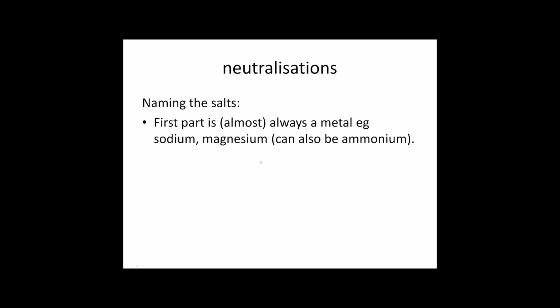So, next thing we're going to do is look at how we name the salts formed in neutralisation reactions. And this is the same for a neutralisation reaction between an acid and a base, or an acid and an alkali. So the first part of the salt name is always a metal, or almost always a metal. So for example, sodium, magnesium, iron, copper. It can also be, though, sometimes ammonium, which obviously is not a metal.